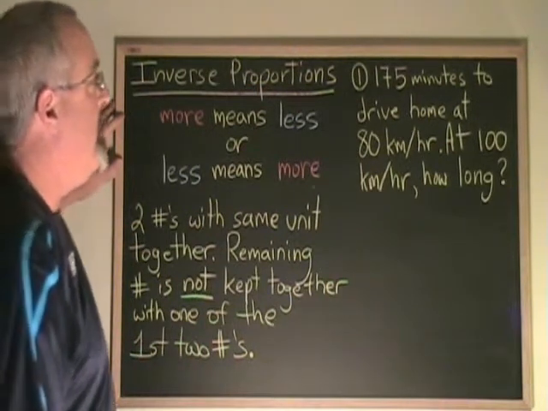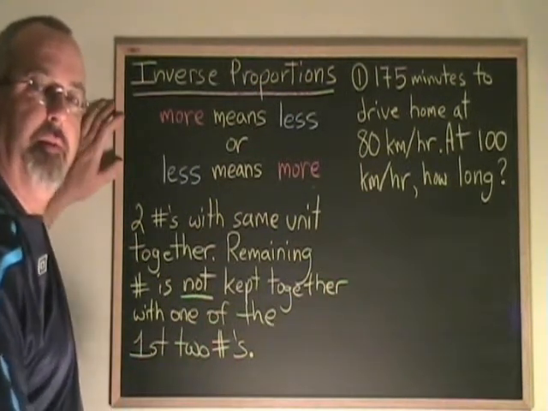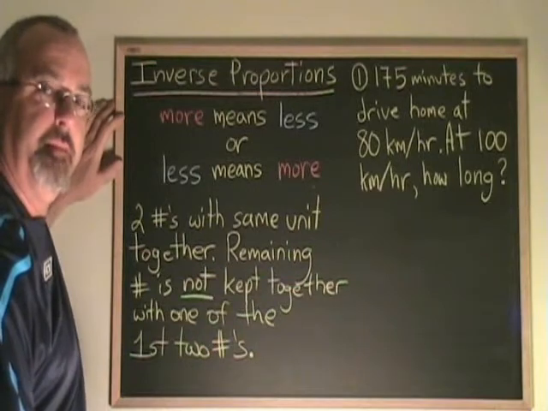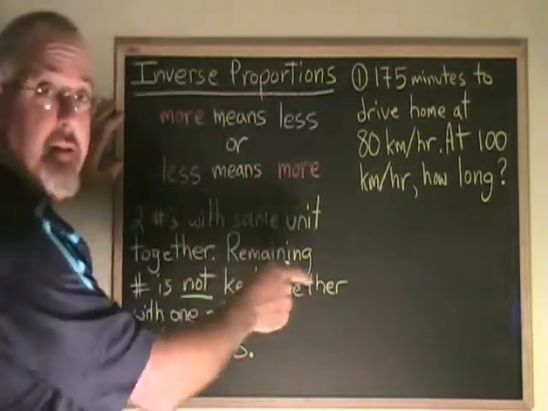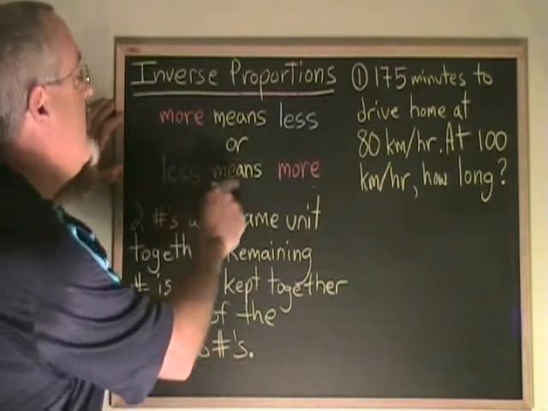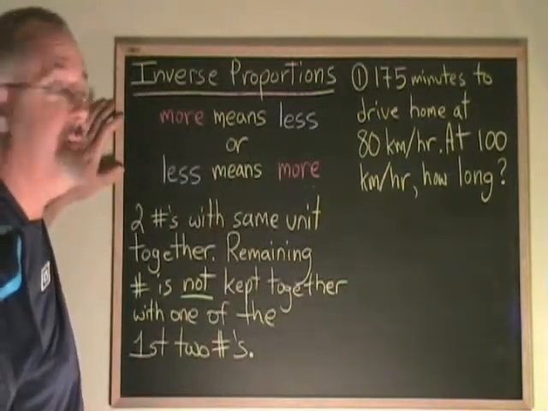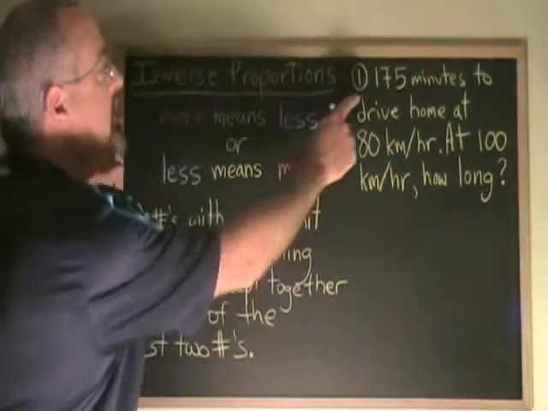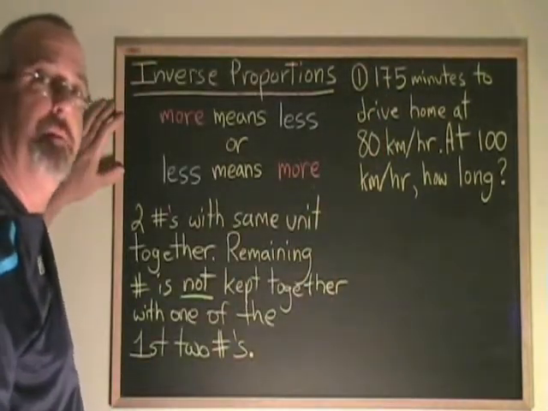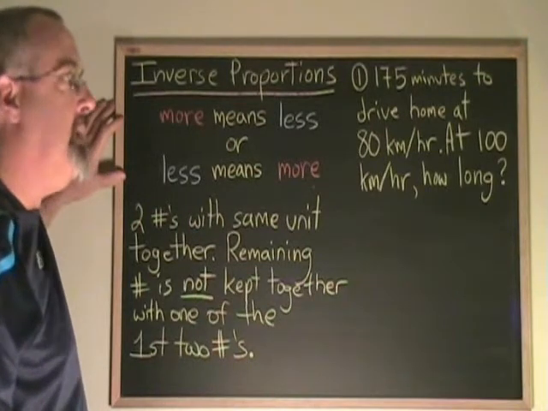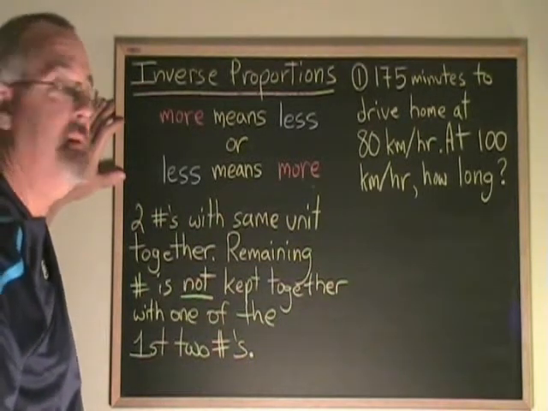In an inverse proportion, it works a little differently than a direct proportion. Inverse proportions happen when we have a more means less situation or a less means more situation. For example, it takes 175 minutes to drive home at 80 kilometers per hour. At 100 kilometers per hour, how long will it take?